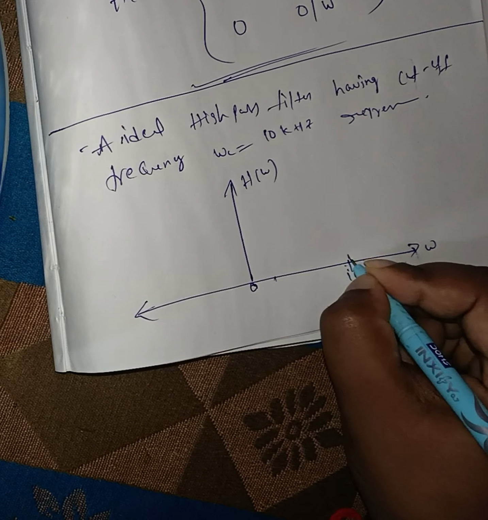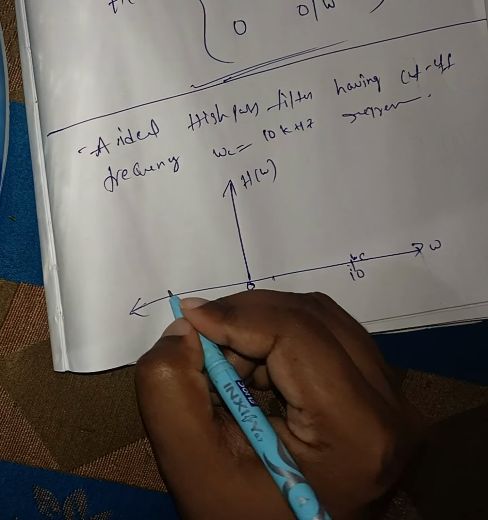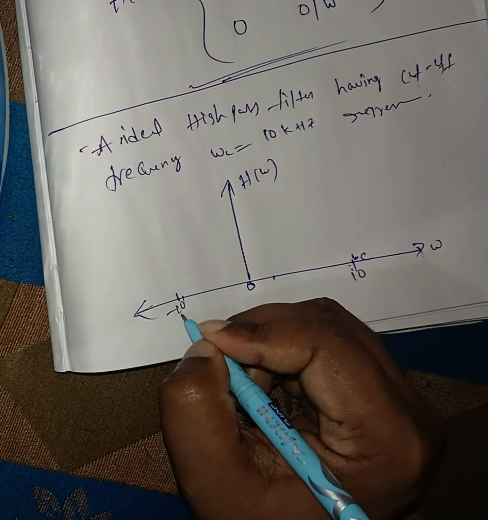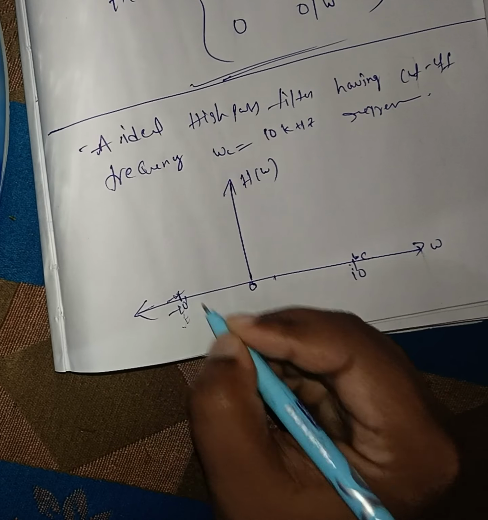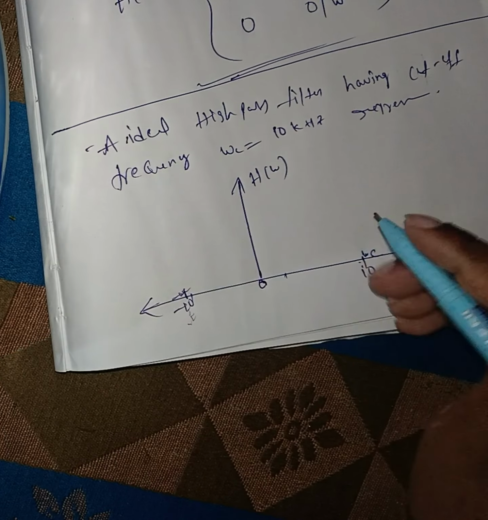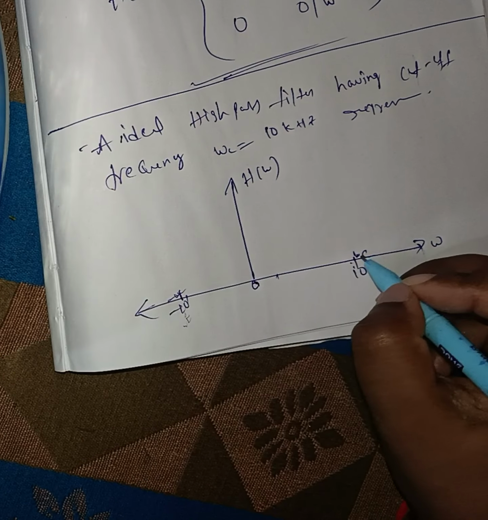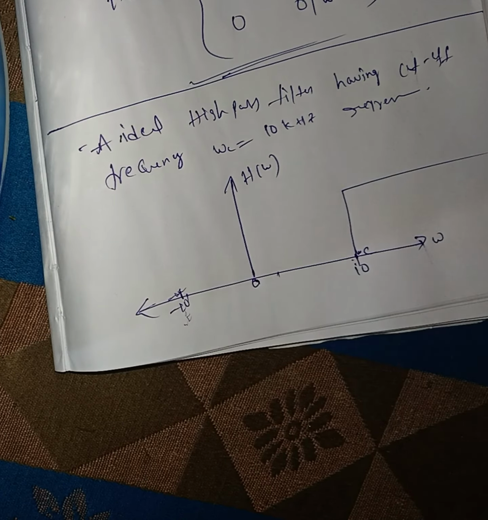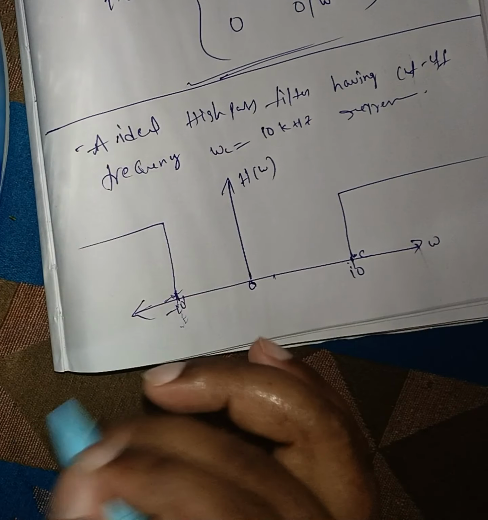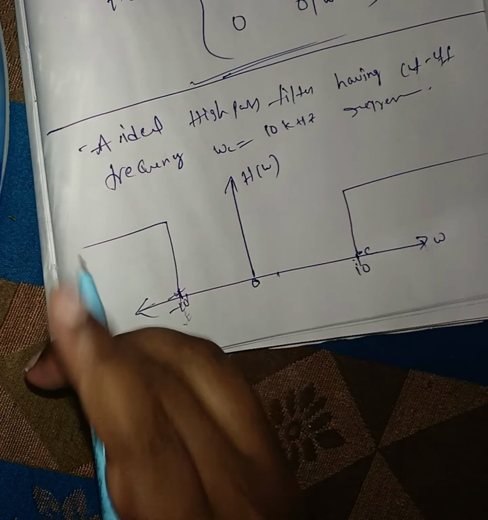So this is our omega c and this is our minus 10, this is our minus omega c, it will become minus omega c. So how will be the graph? It is a high pass filter, so all frequency components more than 10 are the pass band.